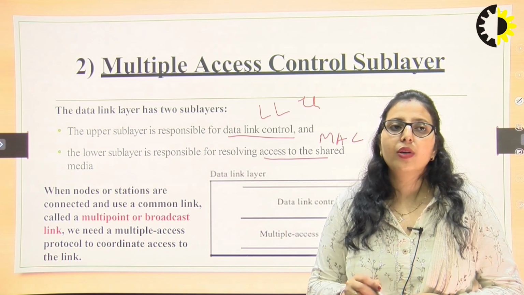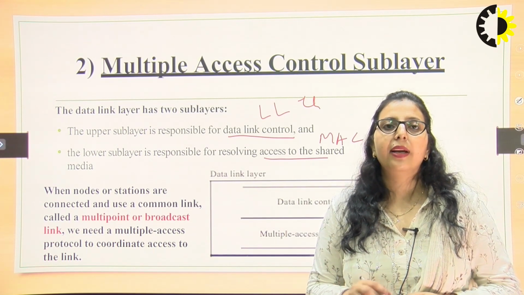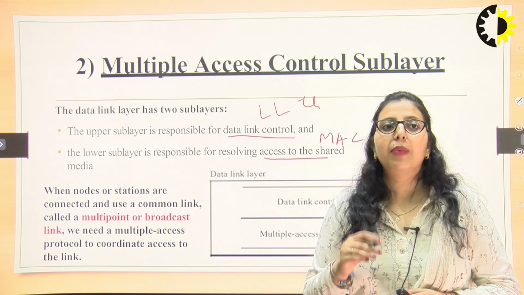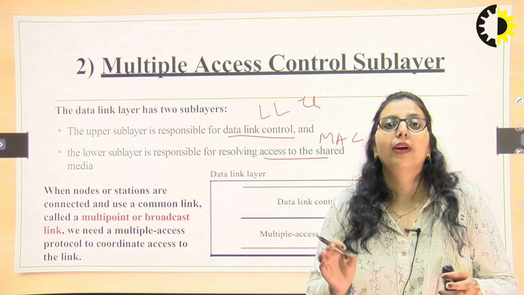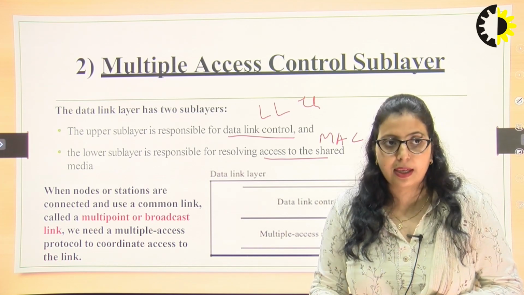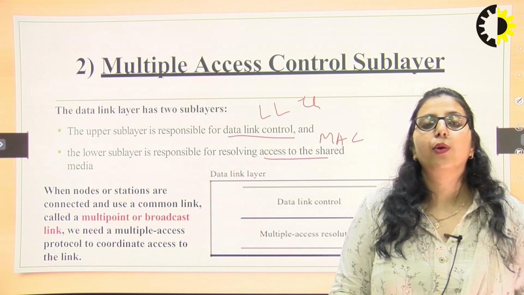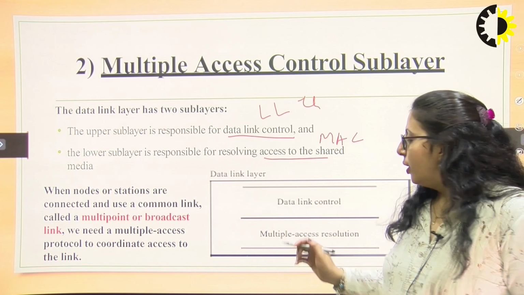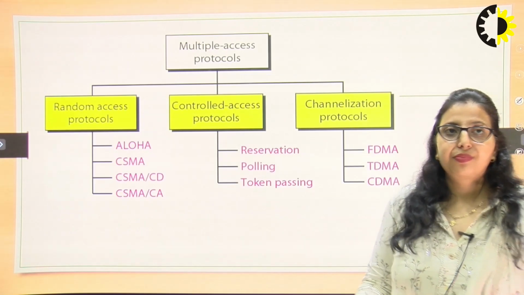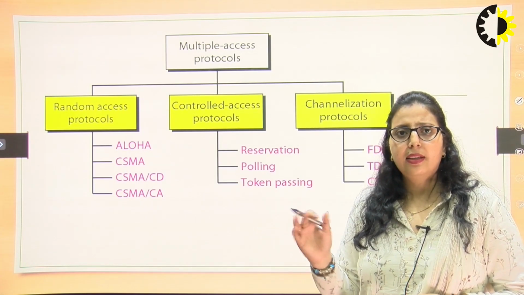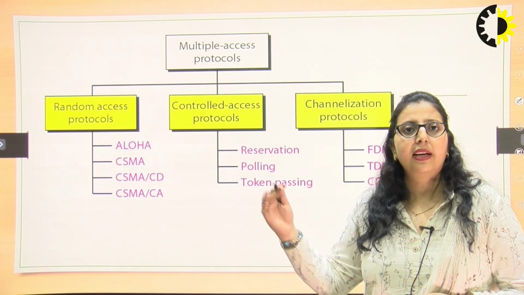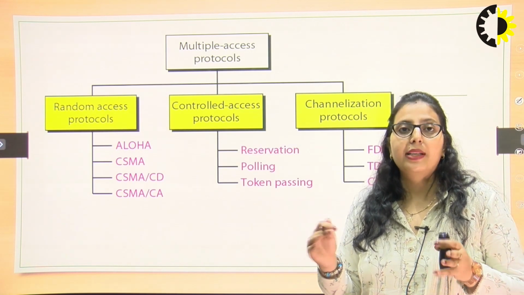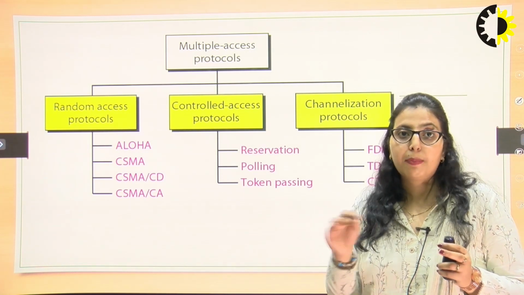When nodes or stations want to send data from one source to another, they use a common link called a multipoint link, or when they want to broadcast their data, they use a broadcasting link. So we need a multiple access protocol to coordinate access to the link. As we know, multiple nodes can send data at the same time, so everyone should have proper access to that particular link.